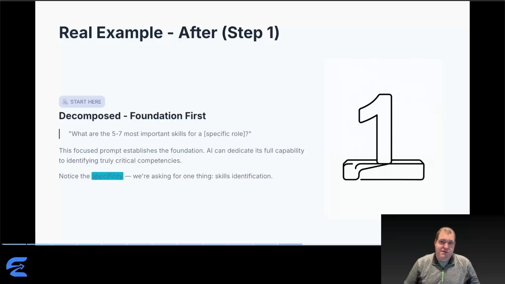Start with the foundation. What are the 5 to 7 most important skills for a specific role? Notice how focused this is. We're not asking about job descriptions or interview questions yet. We're establishing the foundation, identifying what actually matters for success in this role. This single objective prompt lets AI dedicate its full capability to thinking through the competencies that drive performance. You get thoughtful analysis instead of generic filler.